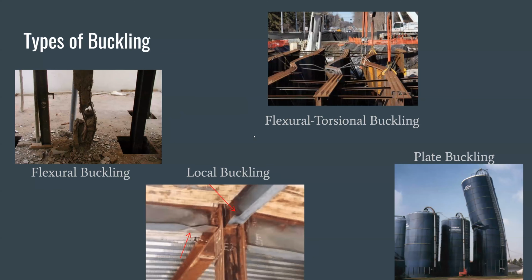The third one is called flexural torsional buckling. This is where the member will flex as well as twist. And the last one is called plate buckling. And this is where a thin shell member, such as a plate member on a water tank, begins to buckle due to forces applied to the water tank.